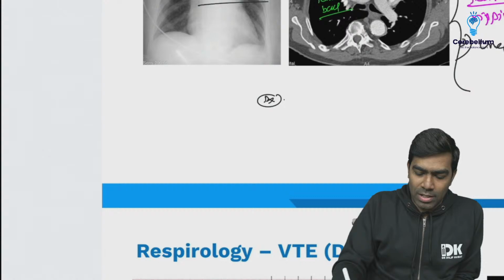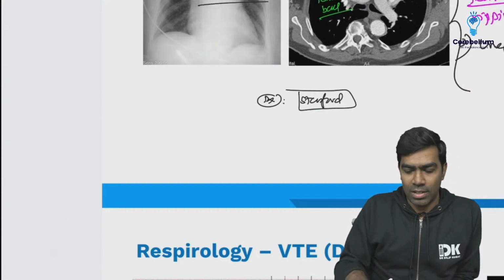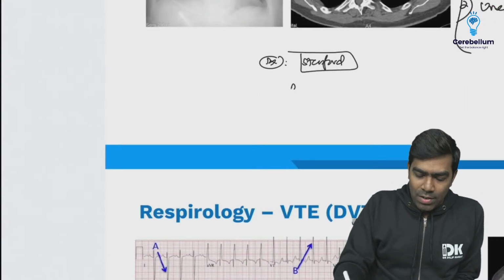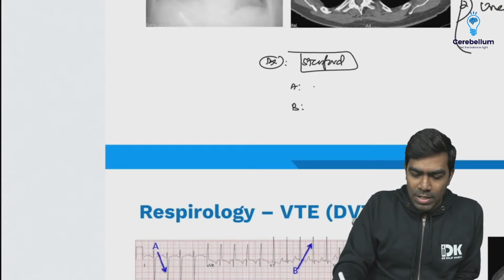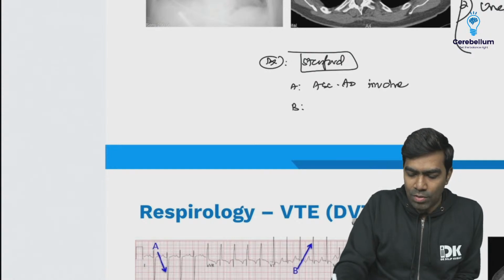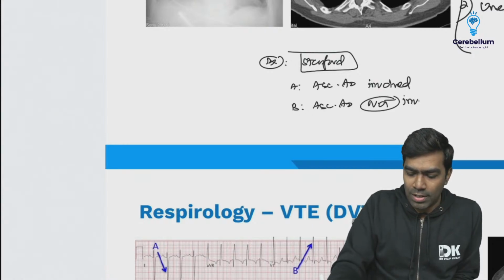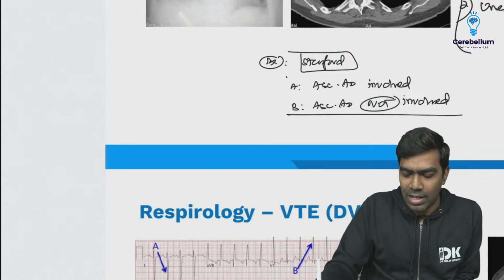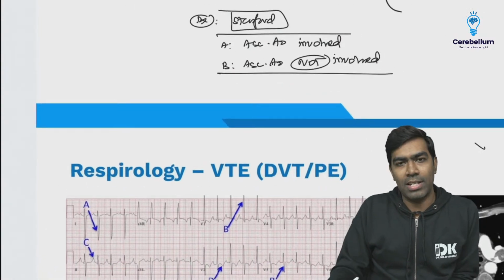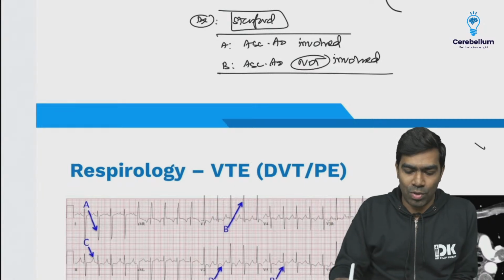Treatment is based on something called the Stanford classification. So what is the Stanford classification? You're going to divide into Stanford A and Stanford B. Stanford A means the ascending aorta is involved. That is Stanford A. What is Stanford B? Stanford B means the ascending aorta is not involved. Which means if both ascending and descending aorta are involved, it is still called Stanford A only.